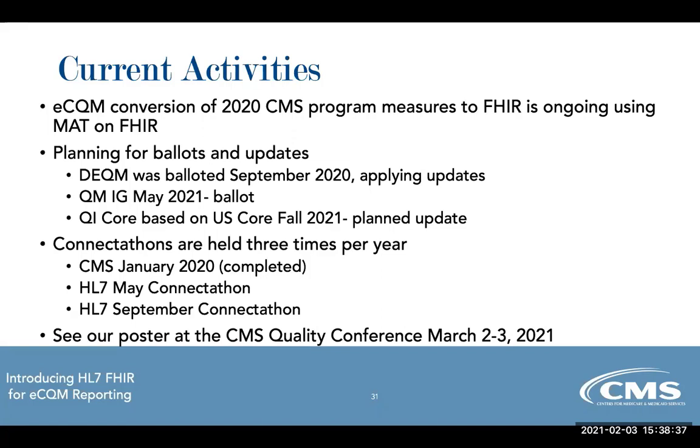The quality measure IG will be going up for ballot in May of 2021 again. qiCore, based on US Core, has a planned update for fall of 2021. And I had mentioned the HL7 Connectathons. They're held 3 times per year. One's in January. In fact, last January, CMS hosted it themselves at their site, CMS January 2020 Connectathon. We've already had the January 2021 Connectathon for HL7, but there will be another one in May and September.